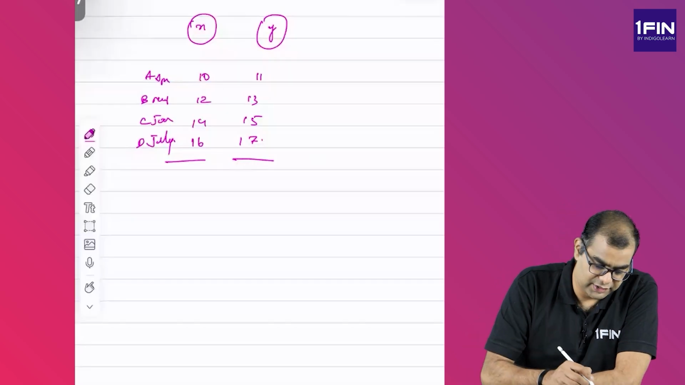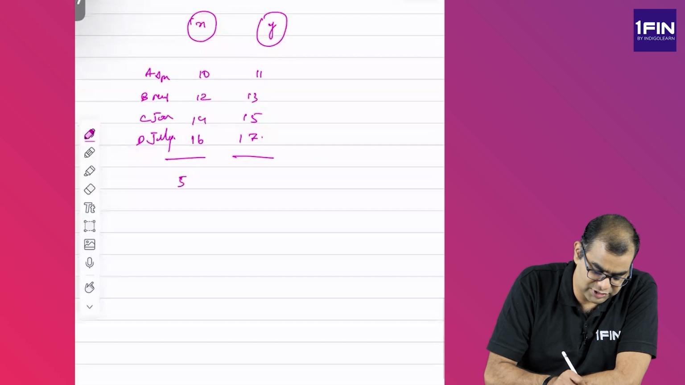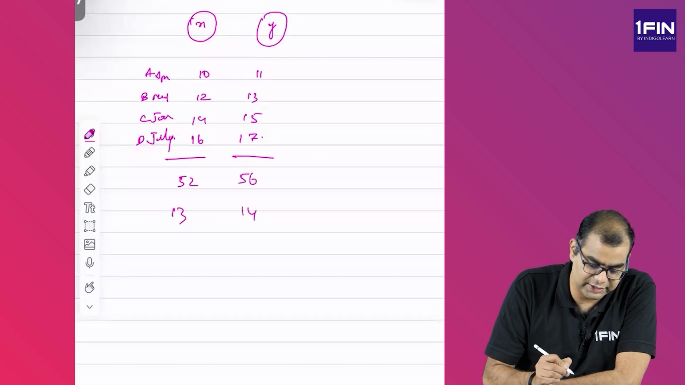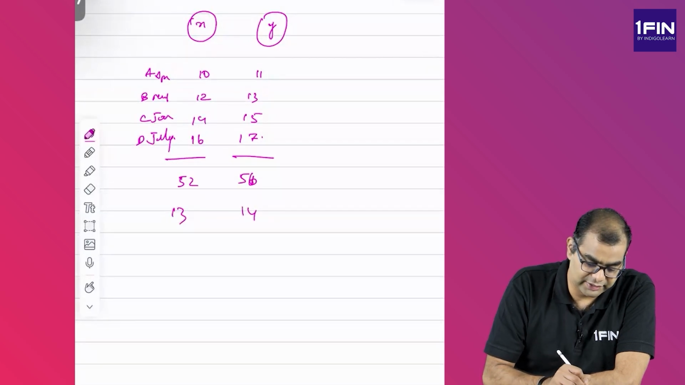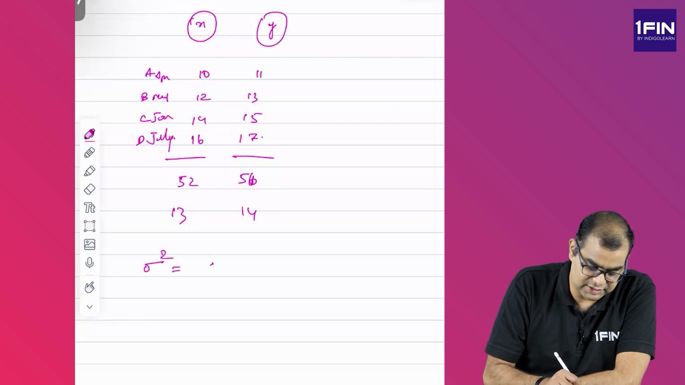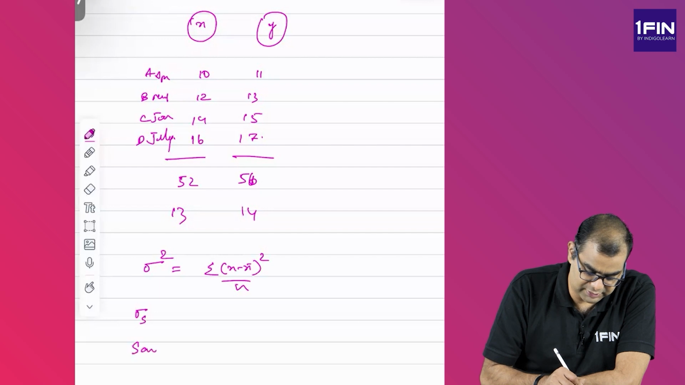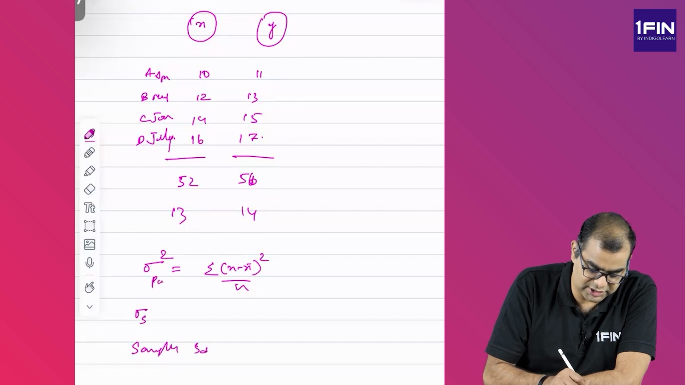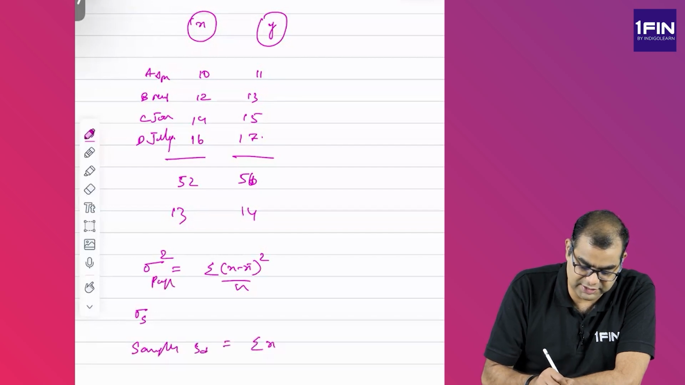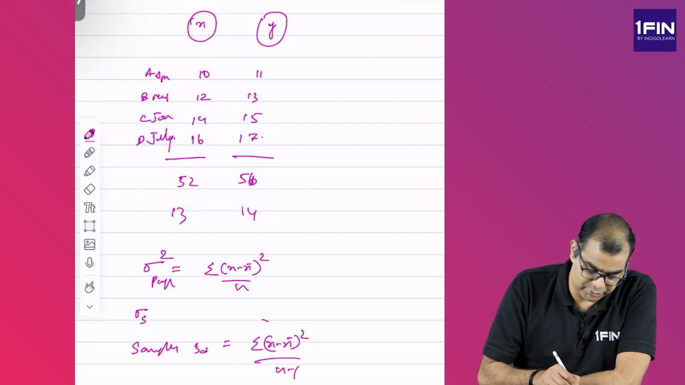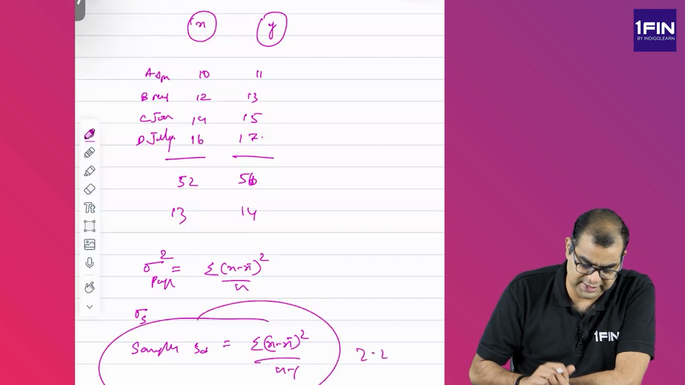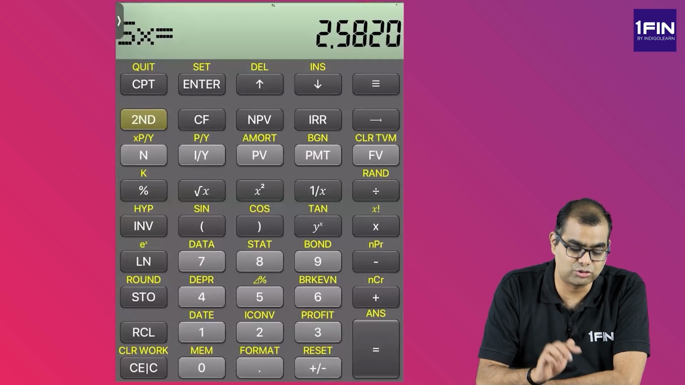Okay. And y bar, and the sample standard deviation of x is given as 2.5820. If you remember, the sum of x is 52 and the sum of y will be 56. The mean of x is 13, and the mean of y will be 14. The population standard deviation is the square root of sigma x minus x bar whole square by n. The sample SD is sigma x minus x bar whole square by n minus 1. So the sample standard deviation of x is 2.5820.